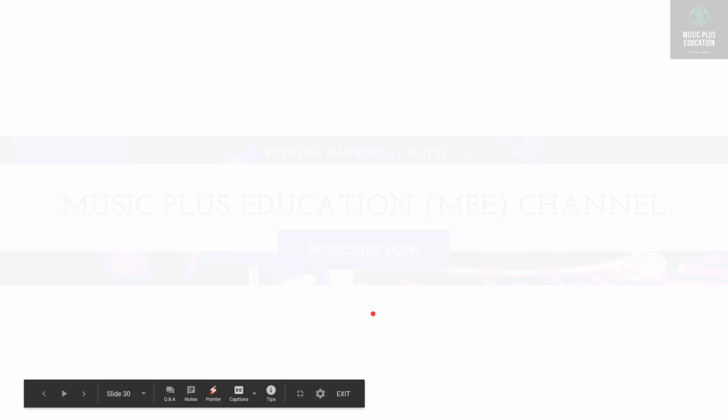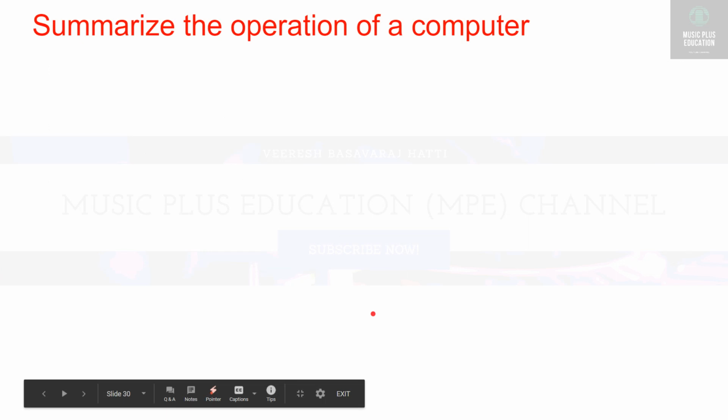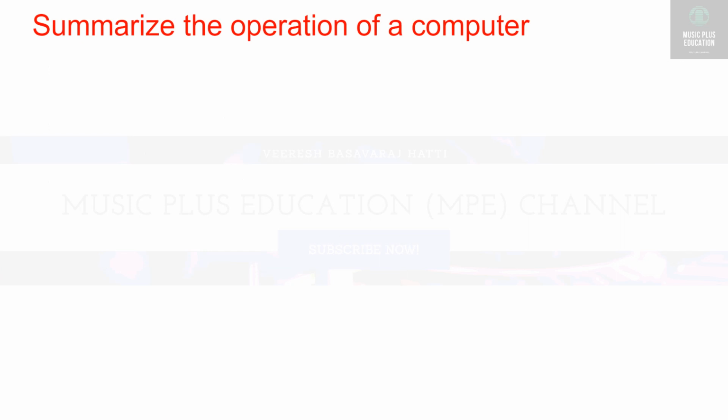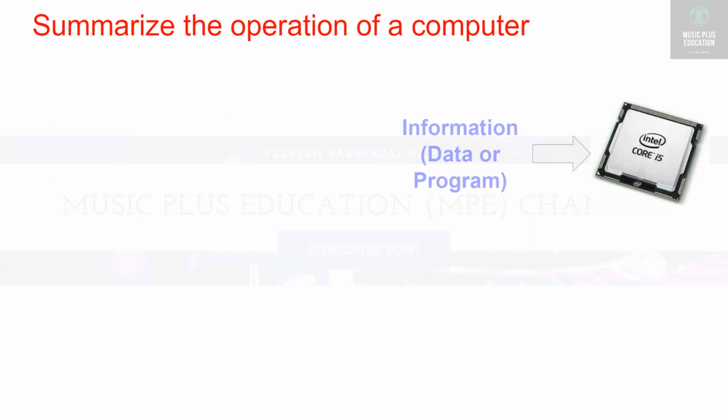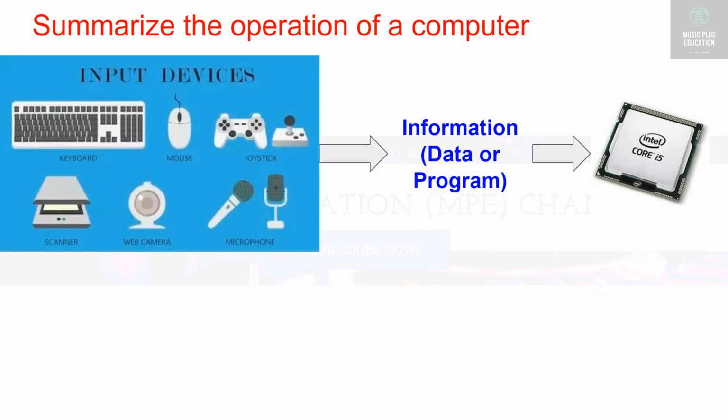Let us summarize the entire operation now. A processor fetches information, data, or a program. Information means data, that is operands. Data is nothing but operands. A program means a set of instructions from the input devices. And each and every input device and output device will have buffer registers, right? And it keeps it in the memory.